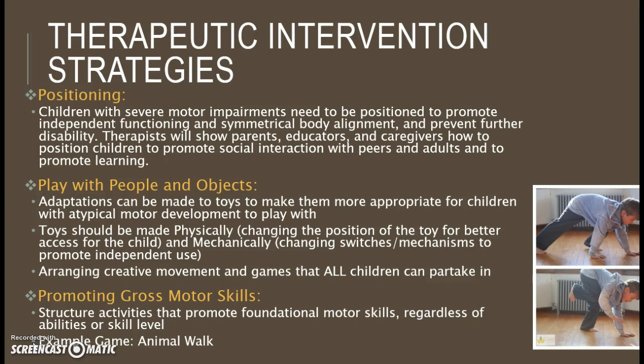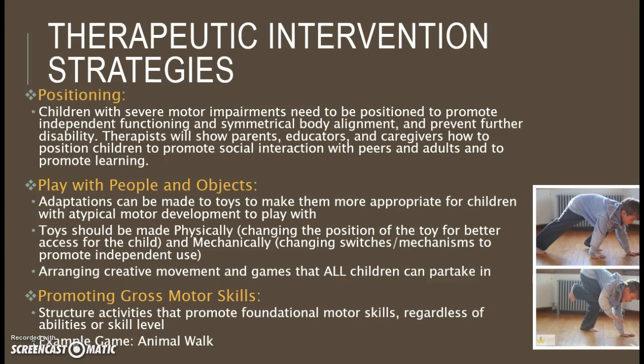Our book describes 5 different therapeutic intervention strategies. The first is positioning. Children with severe motor impairments need to be positioned to promote independent functioning and symmetrical body alignment and prevent further disability. Therapists will show parents, educators, and caregivers how to position children to promote social interaction with peers and adults and to promote learning.